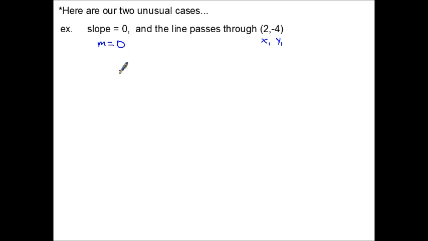It's just that one of them is a 0, so that is a little bit weird, but I can still keep using my y minus y1 equals m times x minus x1. Okay, just plugging things in. y minus the y1, in this case, is negative 4. Again, notice we have a minus a negative, so we're going to have to clean that up. The m is 0, and then I've got x minus my x1, which happens to be a 2.